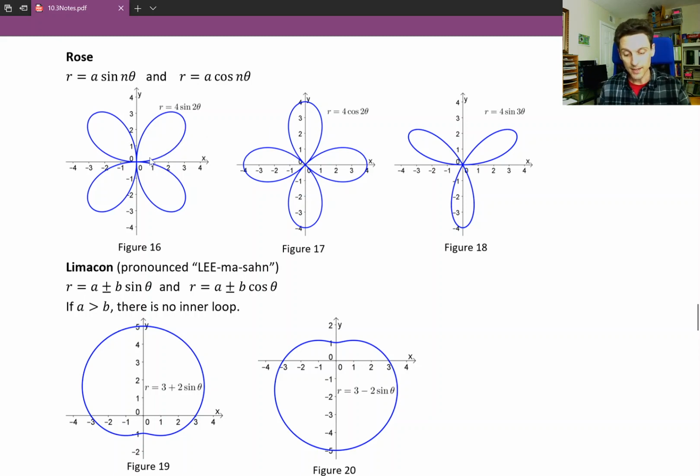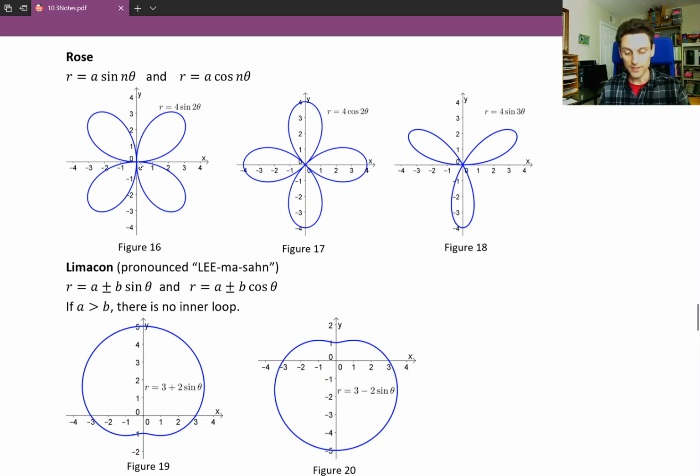For sine theta, you're going to have the first petal inside of the 1st quadrant. For cosine theta, because of that symmetry about the x-axis, the first petal will be kind of straddling the x-axis like that, so it'll be along the x-axis. And in fact, the coefficient in front of the cosine is going to be how far out your petal is.